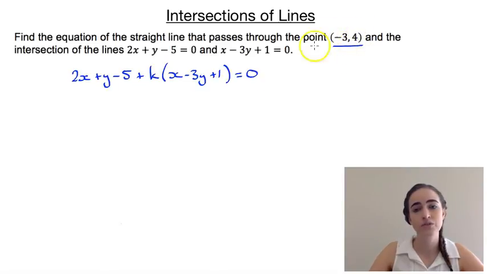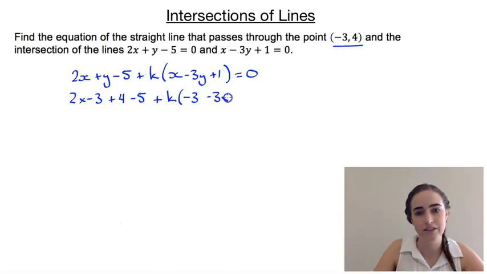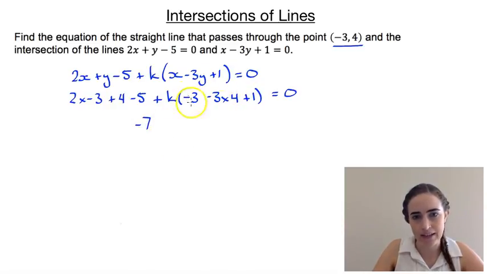So what we're going to do, we're going to substitute those values in here and then rearrange everything to find the value of k. So we're going to have 2 times minus 3 plus 4 minus 5 plus k outside of minus 3 times 4 plus 1 is equal to 0. Now if we figure out this whole bit here, that'll give us minus 7. And if we figure out this whole bracket here, that ends up giving us minus 14. So because it's k times that, we're going to have minus 14k is equal to 0.